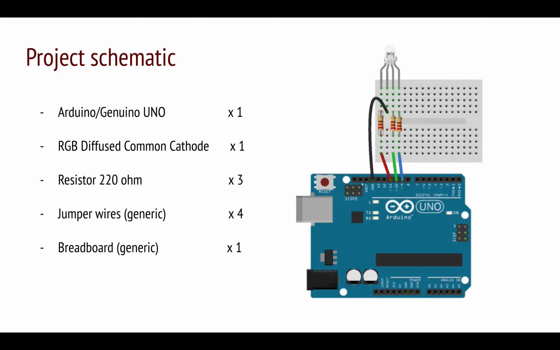This is what our project will look like as a schematic. As you can see, we will need one Arduino Uno, one RGB diffused common cathode, 3 220 ohm resistors, 4 wires, and 1 breadboard. Now I'm going to go over the code for this project.